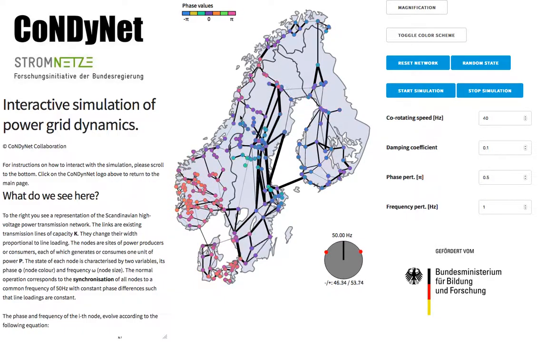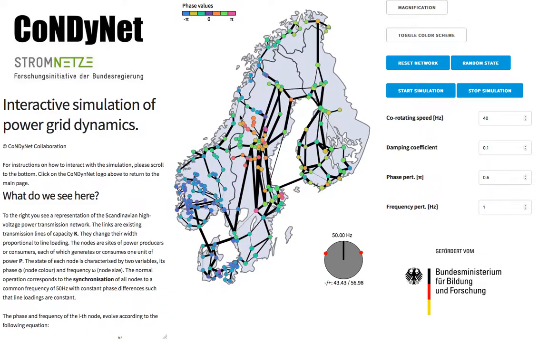Our research focuses on the question which nodes are particularly vulnerable and what type of perturbations can destabilize the power system. This visualization allowed us to illustrate these effects to great effect at the Long Night of Science. Clearly, this is not a self-contained exhibit yet. However, we would like to develop it in that direction.